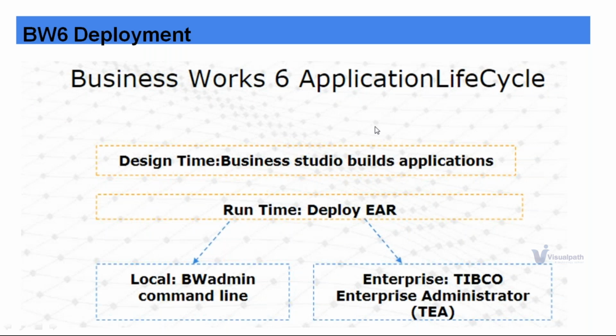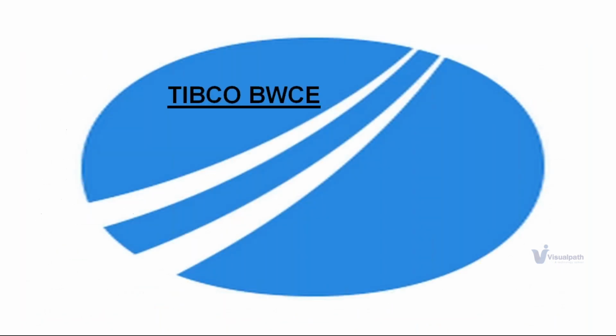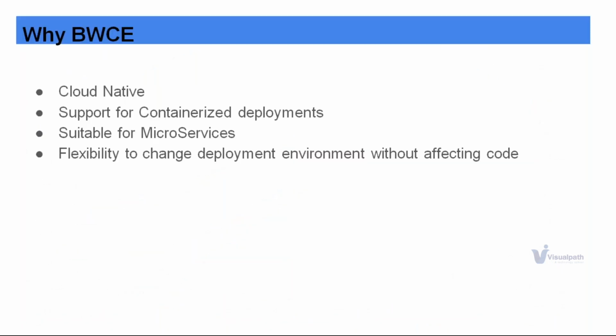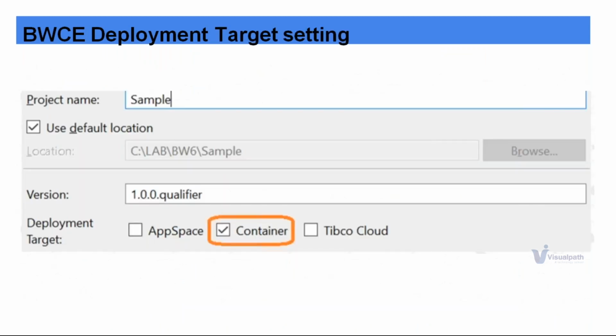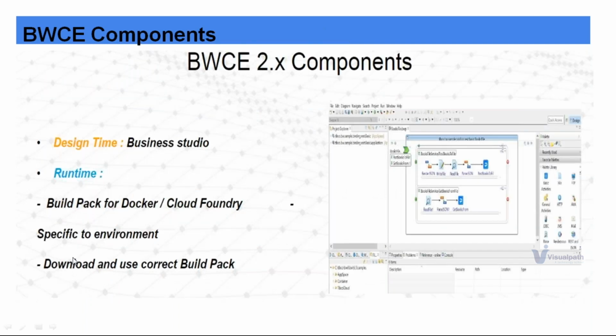So these are, like I said, BW6 implementations. For deployment, there is BW Admin and the TEA. These are the two ways. TEA is the GUI, and in between there is the BW agent, which I was showing in the installation. All of them constitute the BW6 deployment. Whereas for the BWCE deployment, we have a containerized deployment where we create containers. This is that deployment target we saw, and we have this buildpack for Docker or Cloud Foundry.